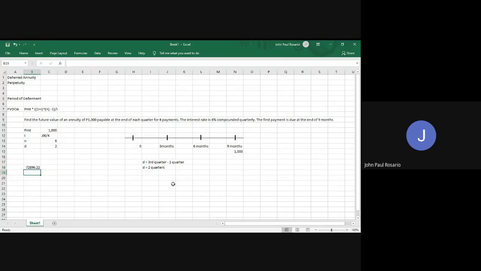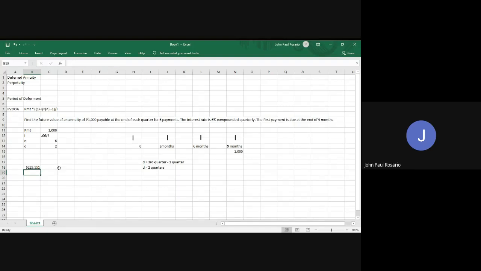So as ano naman siya? Bakit hindi siya ano? Only -1, sir. Ay, wala yung -1. Char. Dito. -1. Okay.